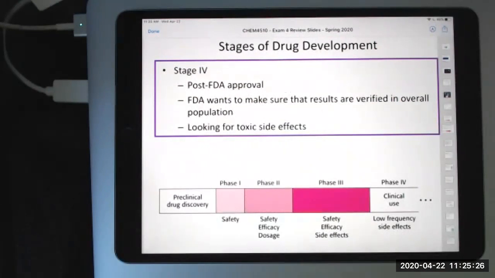They're not going to look at everybody in the phase 3 trial. You're only going to look at a small subset. So now you're opening it up to the entire population, and we need to keep an eye on it.